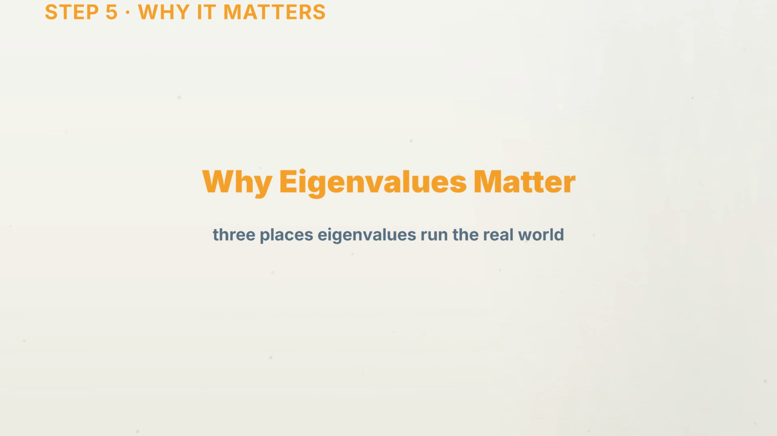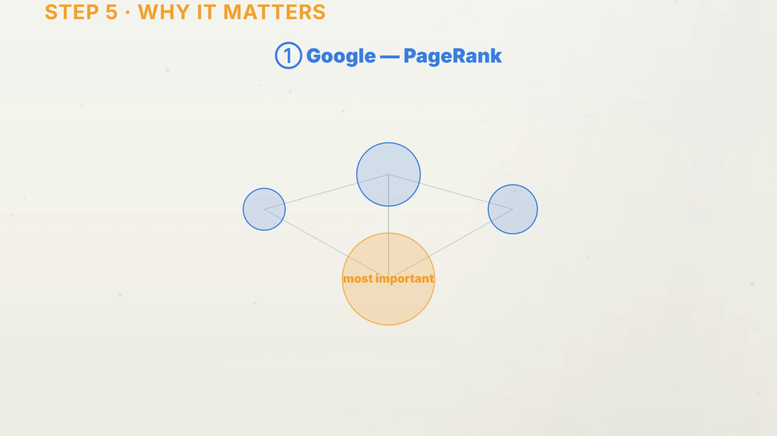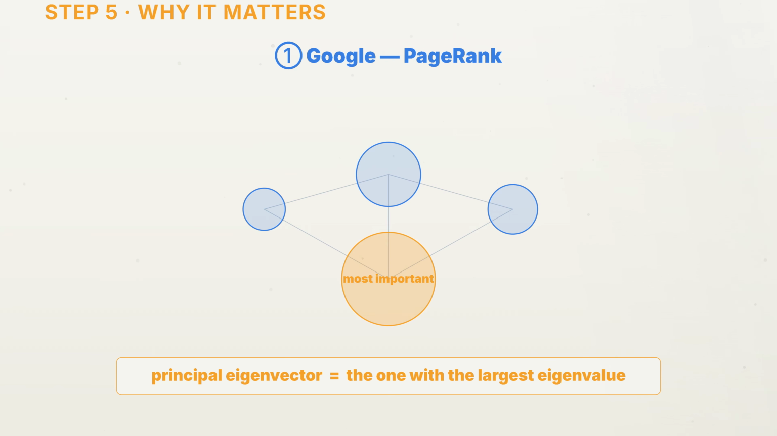1. Google. The original PageRank modeled the whole web as one giant matrix, and the most important pages come from its principal eigenvector. The principal eigenvector is the one with the largest eigenvalue. It points to the most important direction. This one equation ranked the internet.